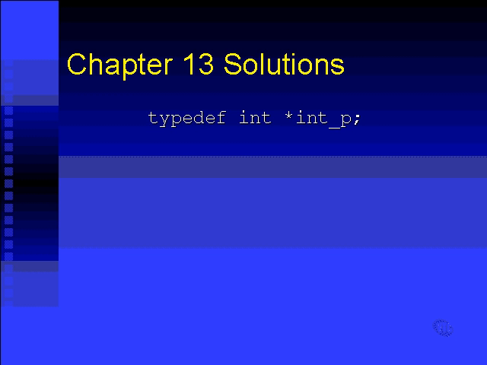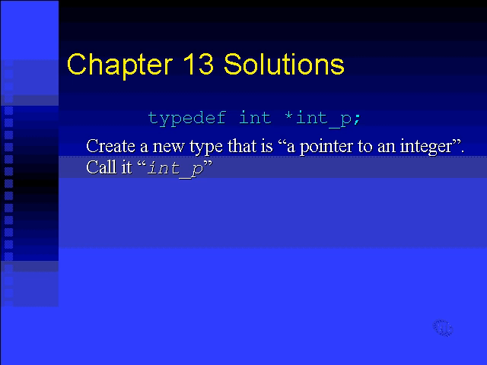The typedef int star int underscore p semicolon, what does that mean? Well, it means create a new type. That's what typedef is all about, type define. To create a new type that is a pointer to an integer, call it int underscore p. That'll be the name of the new type, int underscore p. Confusing line, isn't it? Well, anyway, that's what it means. How many of you got that?